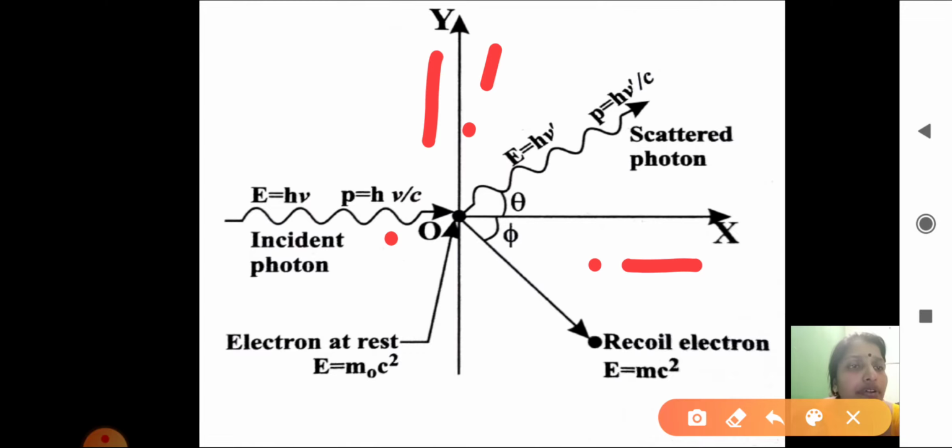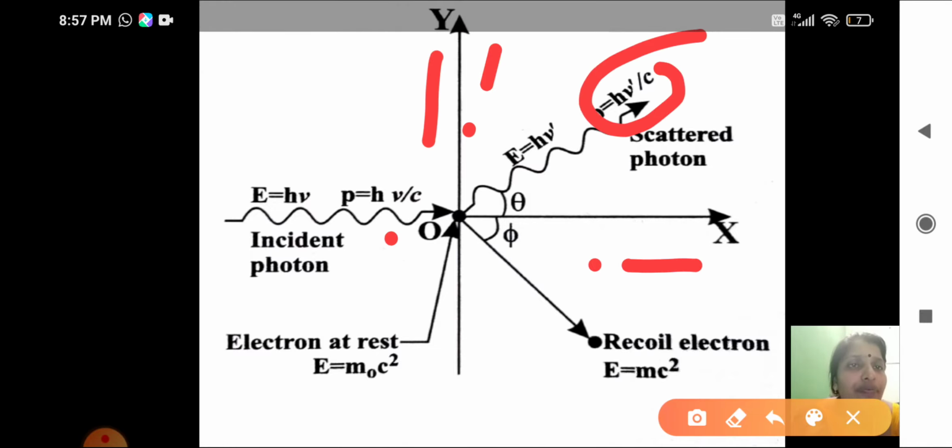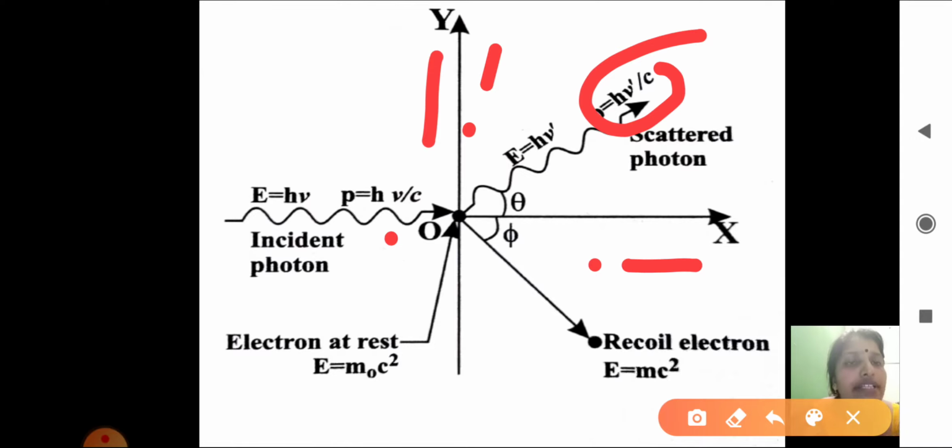The recoil electron has energy E equal to mc squared. The scattered photon energy is E equal to h nu dash, with momentum h nu dash by c. This incident photon is before collision. After collision, we have the scattered photon and the recoil electron. The electron at rest has energy E equal to m naught c squared, which is the Einstein mass-energy relation.